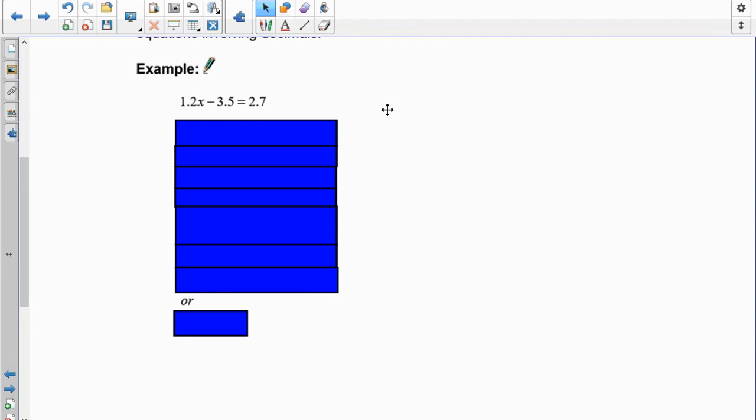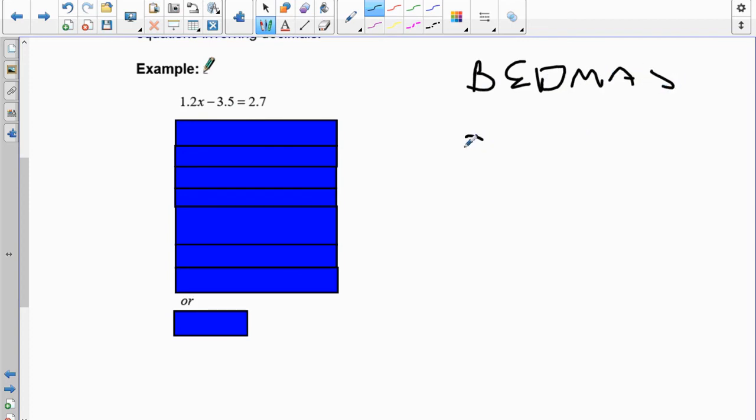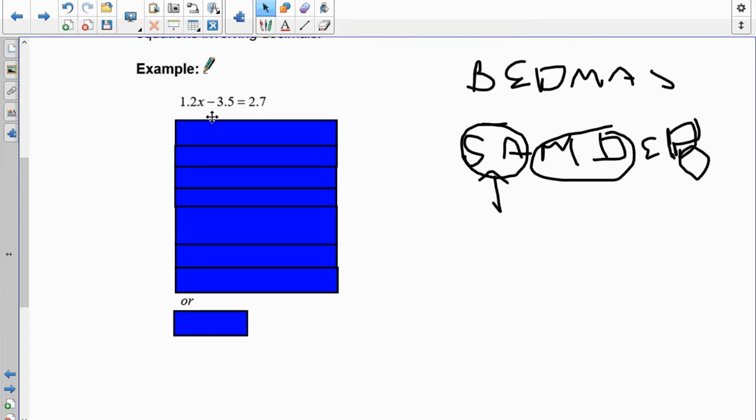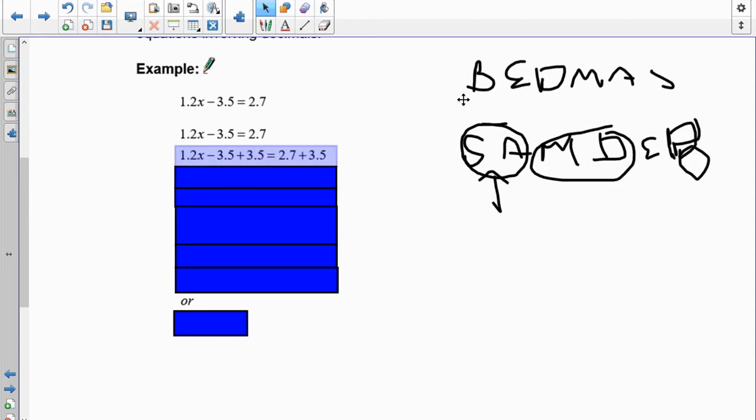Now you want to get your variables by themselves, so the first thing we've got to get rid of is the 3.5. Remember we told you when you build an equation, it's BEDMAS, but when you're solving an equation, it's SAMDEB. But this is what's important here. Add and subtract first, then multiply and divide. It makes it so much easier. So I've got to get rid of the negative 3.5. To get rid of a subtracted 3.5, I've got to add 3.5. So I'm going to add 3.5 to both sides.